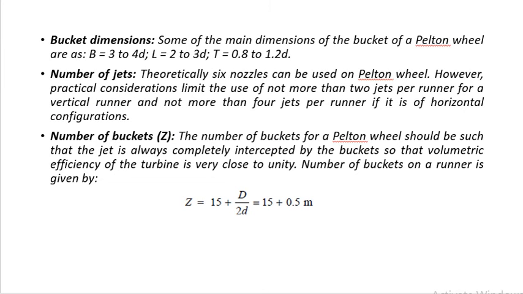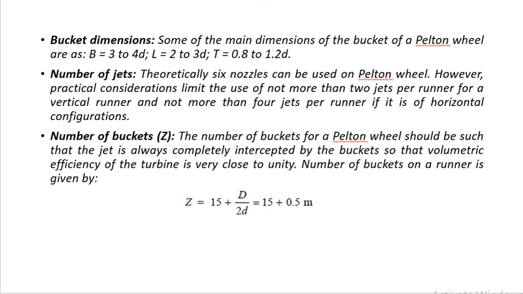Next is the bucket dimension. If you have to calculate bucket dimensions, the value of b, that is width, will be 3 to 4d. Small d is the diameter of the jet, length will be 2 to 3d, and thickness of the bucket will be 0.8 to 1.2d. Number of jets: theoretically 6 nozzles can be used on a Pelton wheel, but in practice we limit the use to not more than 2 jets per runner for a vertical runner, and not more than 4 jets per runner if it is of horizontal configuration.